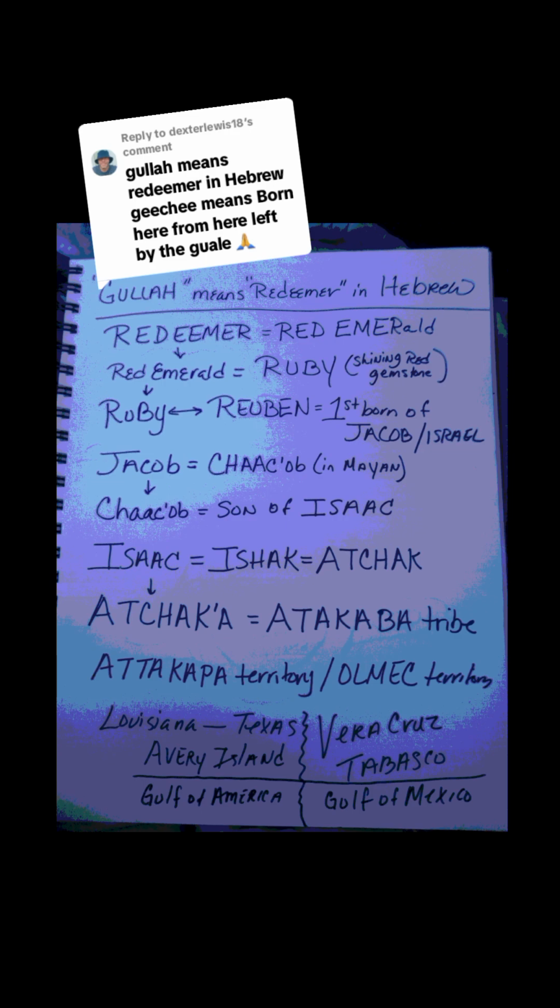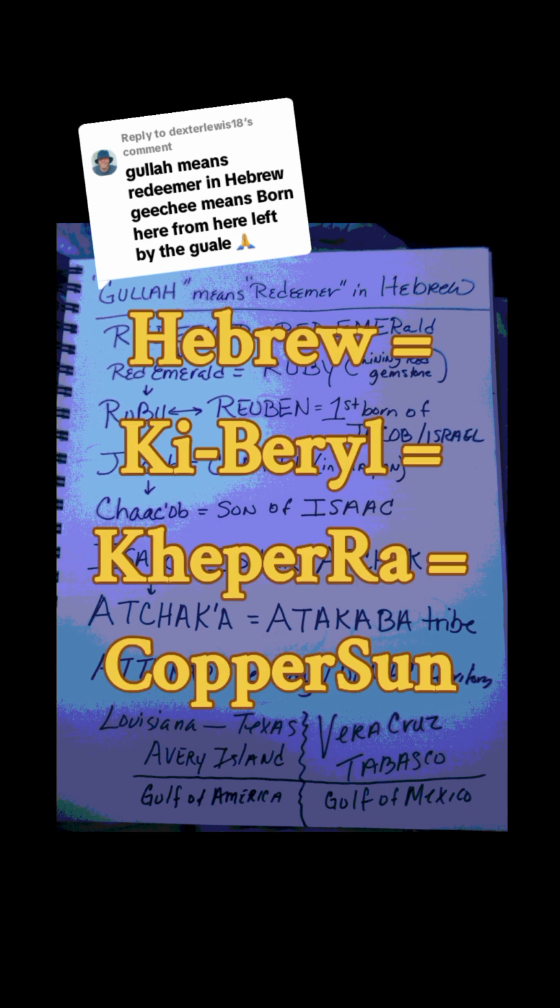So basically, Reuben, the firstborn of Jacob. So basically, all the tribes of Israel, all the Hebrew Israelite tribes, is really just American indigenous tribes, subtribes of Choctaw, right? And also, that makes me feel like the word Hebrew really just means key beryl. Key meaning earth and beryl meaning the gemstones.